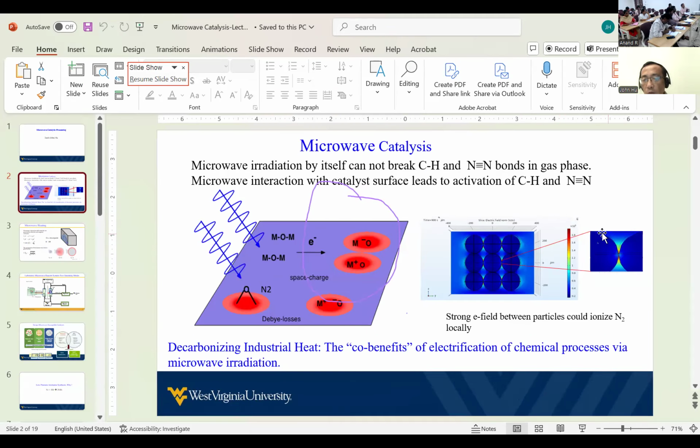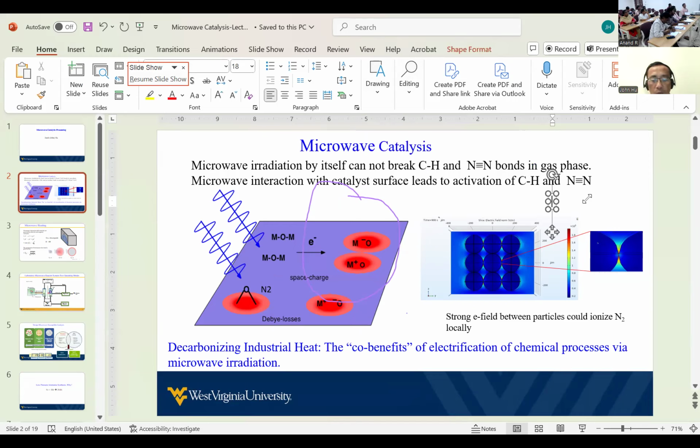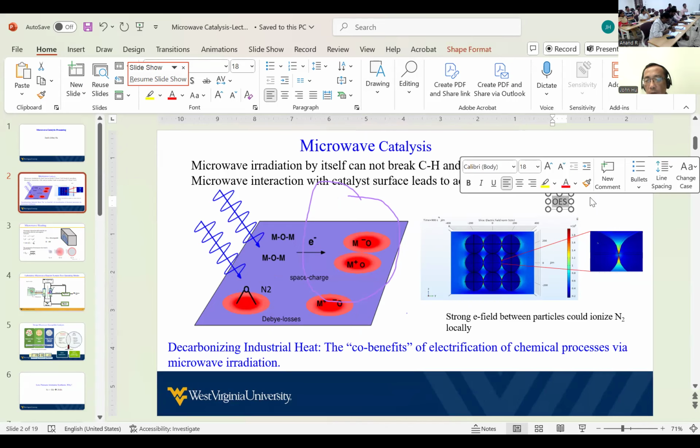Right. In order to see the plasma, you have to have the instrument. I think it's called OES, optical emission spectroscopy. Do you have that in your laboratory? No, sir, we don't have, sir.